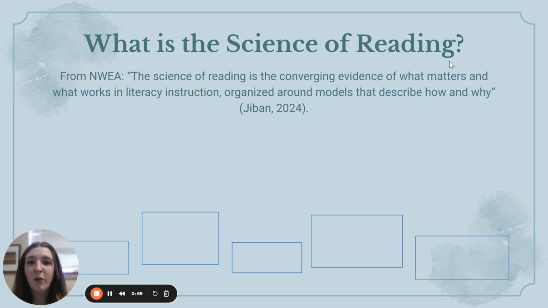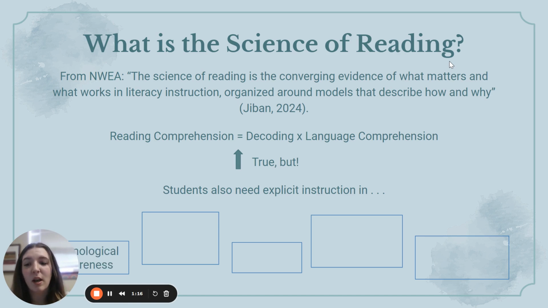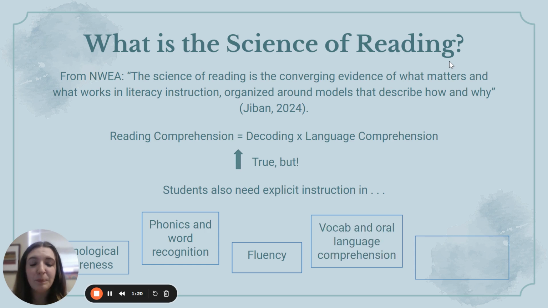So the traditional view of reading is that reading comprehension equals decoding and language comprehension. In other words, this is the simple view of reading, and it is true. All the things that go into this, we say that students need explicit instruction in phonological awareness, phonics, and word recognition, fluency, vocabulary and oral comprehension, and then also text comprehension. When you think of literacy, these tend to be the things that pop into your head. And all of that is true.